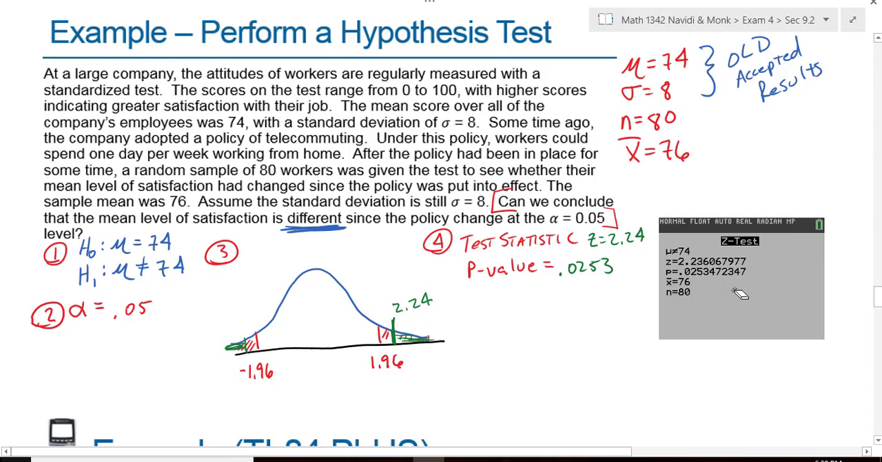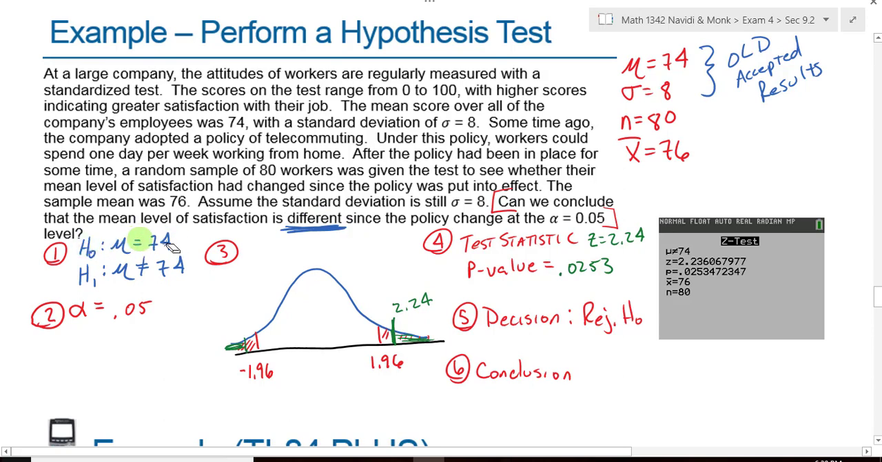Whether or not you choose to use that p-value to help you make a decision is up to you, because you're going to have the picture as well. So based on this picture and this p-value, my decision is to do what? I reject the null hypothesis. And then my conclusion: we can conclude the mean level of satisfaction is different since the policy change.